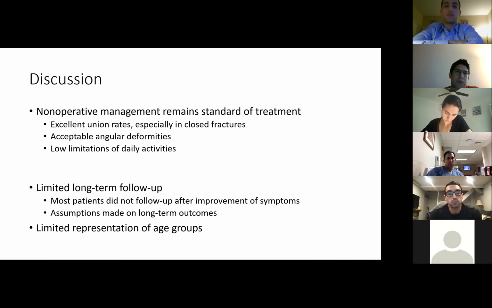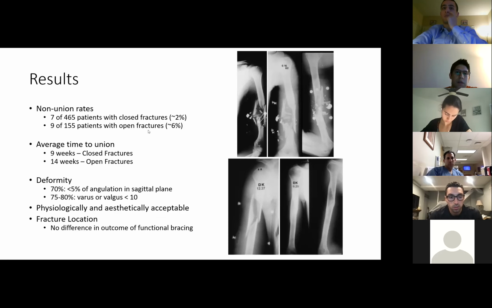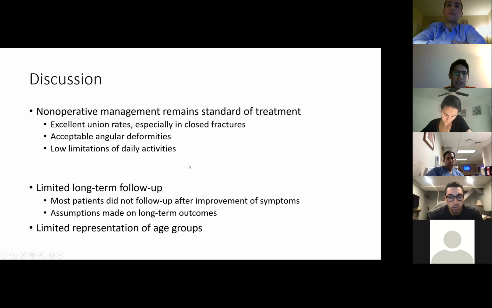So the point they try to make in the paper is that non-operative management still really remains the standard of treatment for patients. They have excellent union rates, especially with the closed fractures. As we saw here, only 2% of the patients that had closed fractures had non-union, and 6%, a little bit higher, in the open fractures. There were also really acceptable angular deformities, both physiologically and aesthetically acceptable. And because their shoulder and their elbow are still free to move, a lot of the daily activities, they don't have as many limitations.